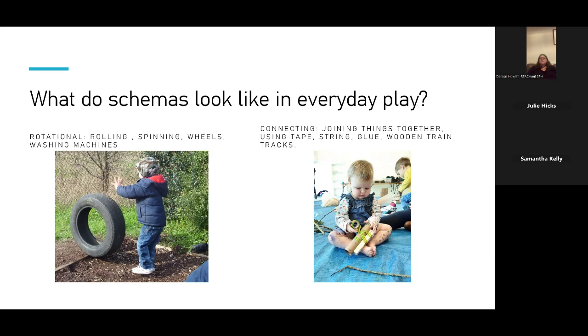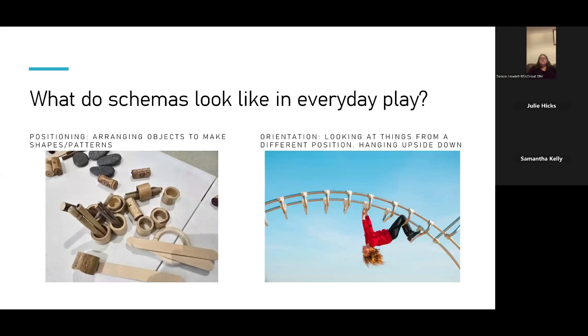So all of these things are sort of things we're seeing all the time. And then we've got a couple more. Positioning. By the way, I should have said thank you to everyone who sent me some pictures to use as well. It's really helpful. Positioning just really means arranging objects to make shapes and patterns. So this is from a recent network session. And you can see a child has put these objects together in a pattern or a shape that means something to them. It doesn't have to be an actual shape, triangle or a circle or something. It can just be an arrangement of shapes in whatever fashion the child wants to have them.